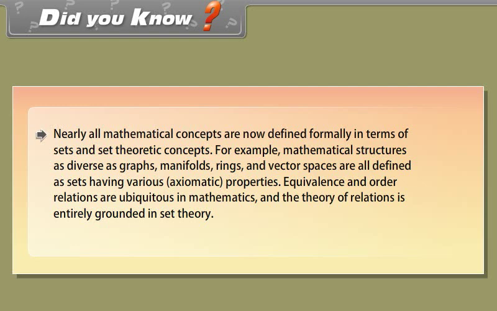Did you know? Nearly all mathematical concepts are now defined formally in terms of sets and set theoretic concepts. For example, mathematical structures as diverse as graphs, manifolds, rings, and vector spaces are all defined as sets having various axiomatic properties. Equivalence and order relations are ubiquitous in mathematics, and the theory of relations is entirely grounded in set theory.